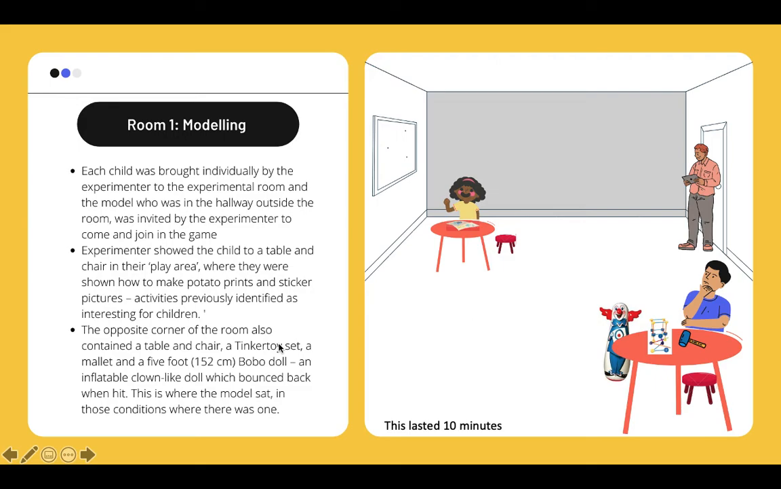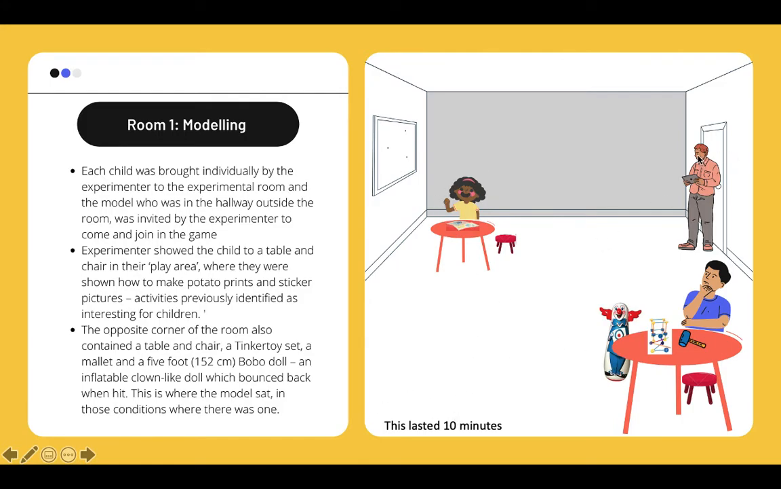Okay, my anger. This is where the model sat in those conditions where there was one. So if it was the aggressive model condition or non-aggressive model condition, there will be a model sitting here. If it was the control group, no model, just the kid here playing with stickers. So they spend 10 minutes here.